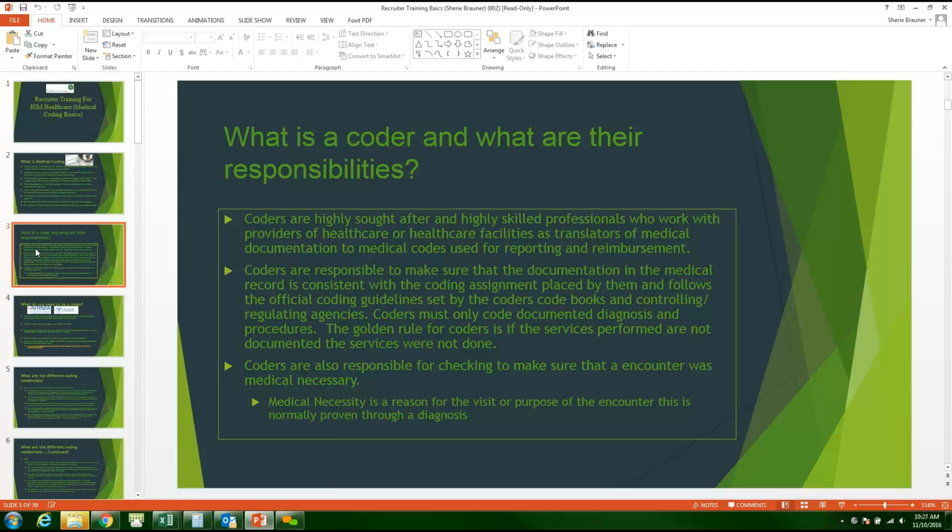Coders must only code documented diagnoses and procedures. The golden rule for coders is if the service is performed and it's not documented, the service was not done. Therefore, it has to be stated within the medical record. Coders are also responsible for checking to make sure the encounter was medically necessary. Medical necessity is a reason for the visit or a purpose of the encounter. This is normally proven through a diagnosis code.